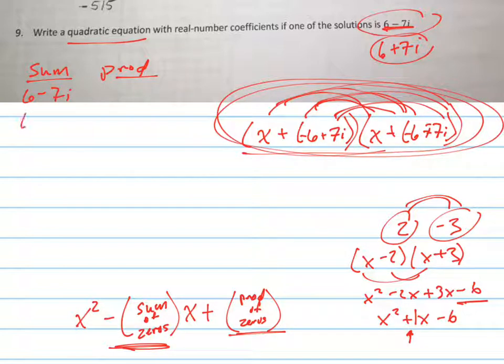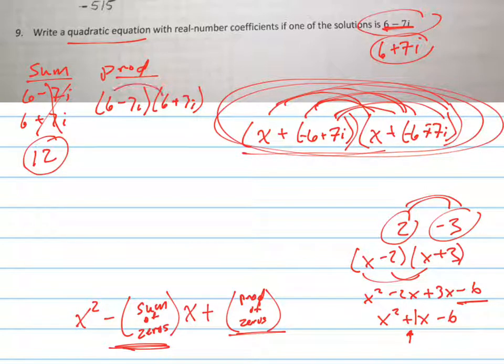What's the sum? 6 minus 7i plus 6 plus 7i. What do those add to? 12. What's the product? 6 minus 7i times 6 plus 7i. Well, 6 and 6 is 36. Negative 7i times positive 7i is negative 49i squared. And what's i squared? It's negative 1, so this is plus 49. This is 36 plus 49, which is 85. Remember, the inside and the outside would cancel each other out because they're conjugates of each other.